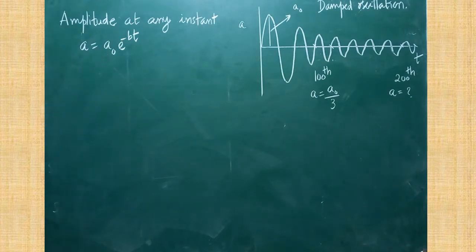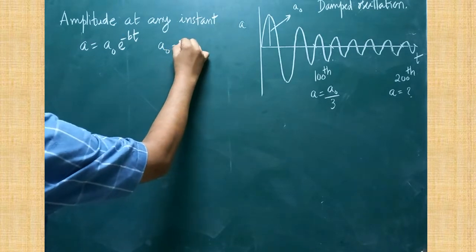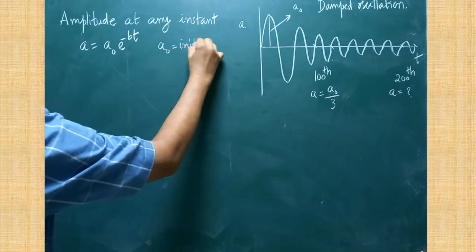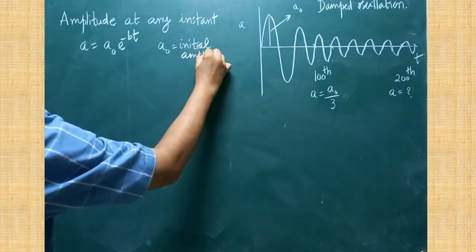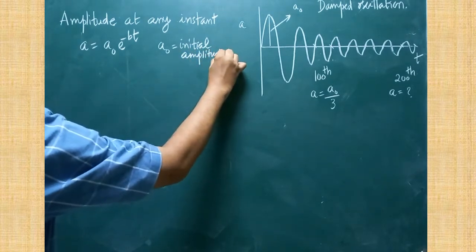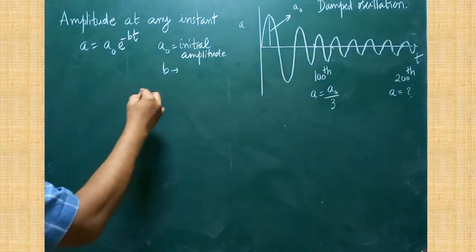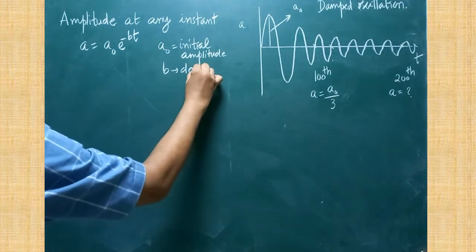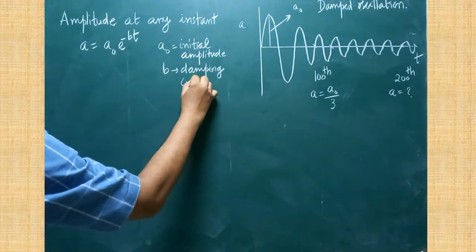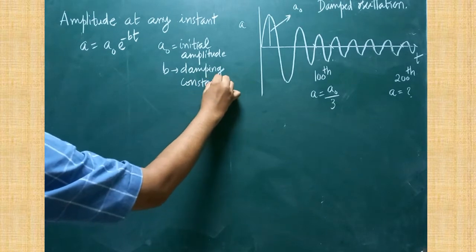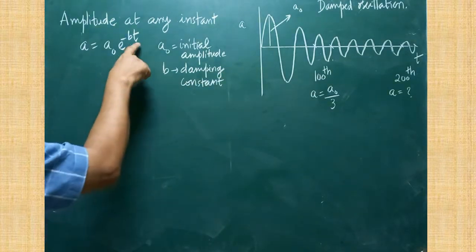Here A0 is called the initial amplitude. So what about b? b is called the damping constant. So these are the meanings of A0 and b. Here you should know what is t.